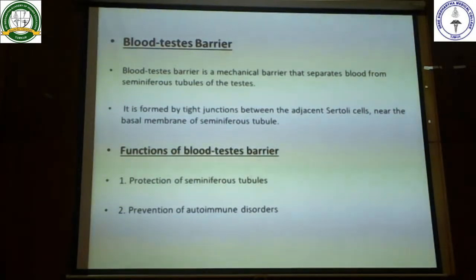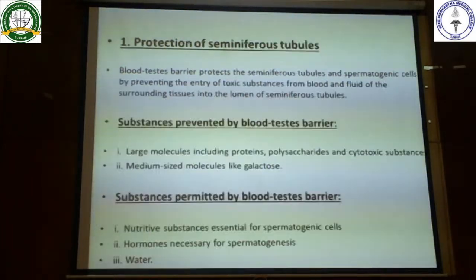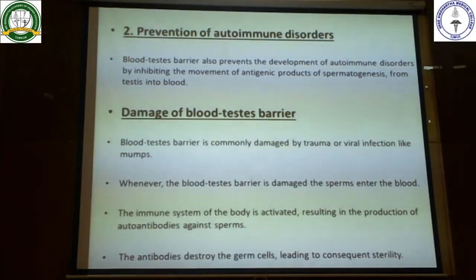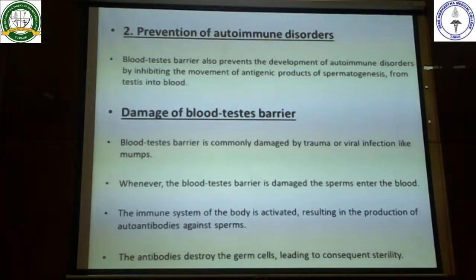Then we have discussed the blood-testis barrier, which provides two things. One is protection to the seminiferous tubules and second is prevention of autoimmune disorders. And we have seen what happens when this blood-testis barrier is damaged. There is production of autoantibodies causing destruction of sperms and of the spermatogenic cells in the seminiferous tubules, leading to infertility, or sterility, which is a better word.